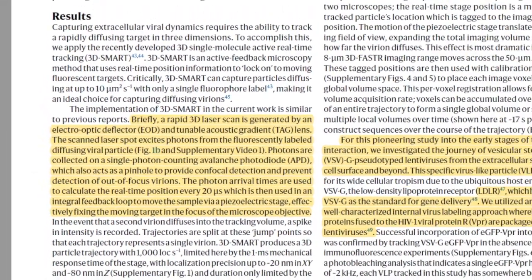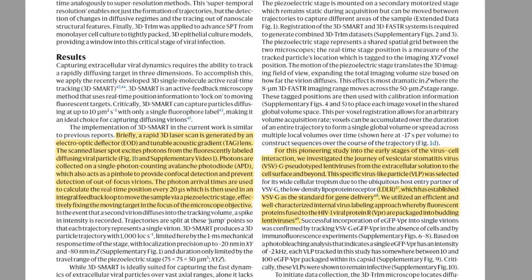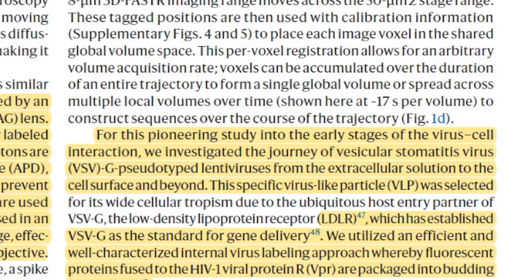And then, what they did is they superimposed this data over the visualization of the cell culture in the background. And that's what you see in the video that flips upside down in the middle of the video. Now, the next highlighted portion says, for this pioneering study into the early stages of the virus-cell interaction, we investigated the journey of vesicular stomatitis virus, or VSV-G, pseudotyped lentiviruses from the extracellular solution to the cell surface and beyond. This specific viral-like particle, now that's the key language.